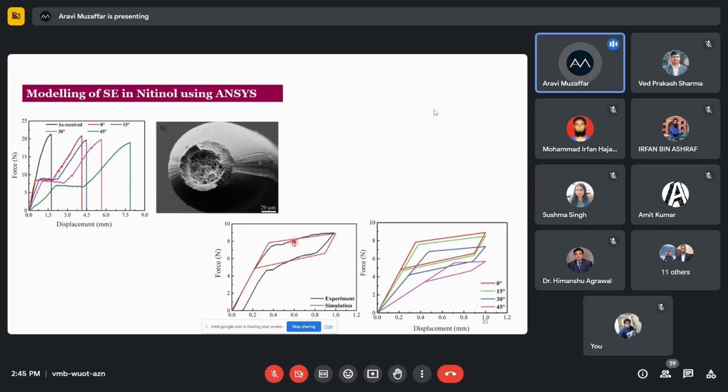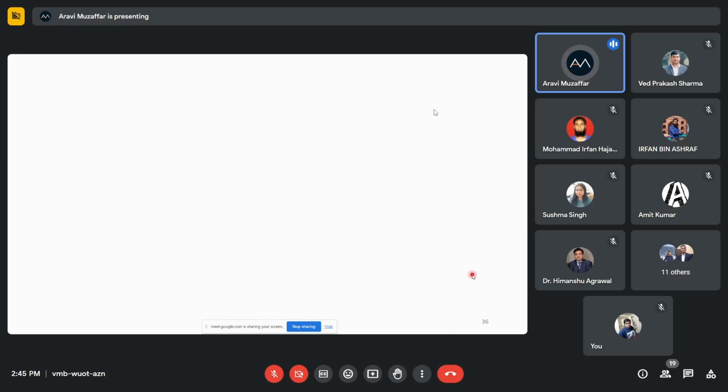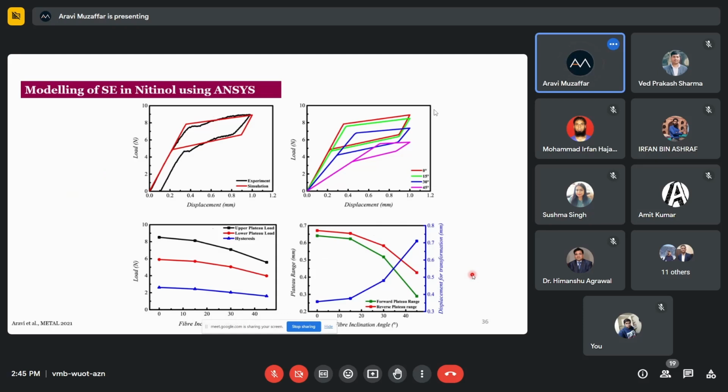We tried to model one experimental plot with Ansys, and then we tried to find out what it would be for the fibers that are loaded at different inclination angles. So here is the experimental and simulation correlation for the superelastic curves, and we saw what happens here.